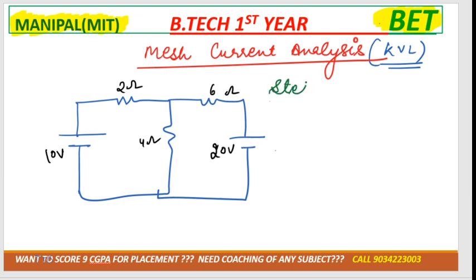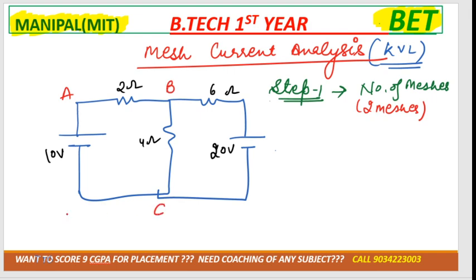Okay, with the very first step, step number 1, we have to find out the number of meshes. Just imagine this circuit is your house. Now tell me how many rooms are there in this house? 2 rooms. 2 rooms means we'll have 2 meshes. One of the rooms is A, B, C, D, right? So one of the meshes is A, B, C, D. Another room is B, E, F, C, so another mesh is B, E, F, C. Clear?